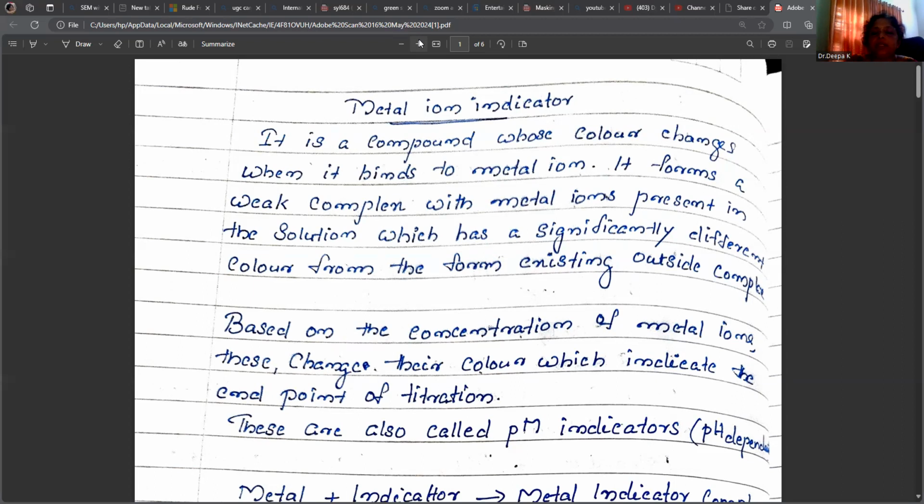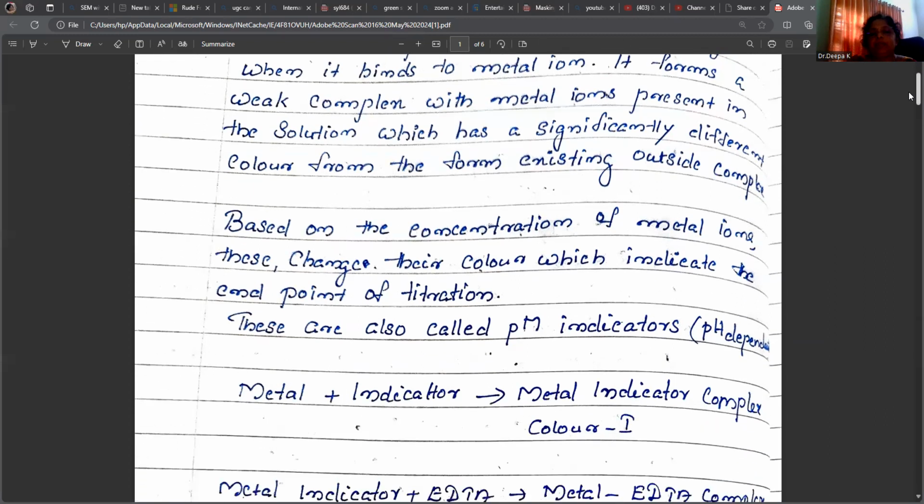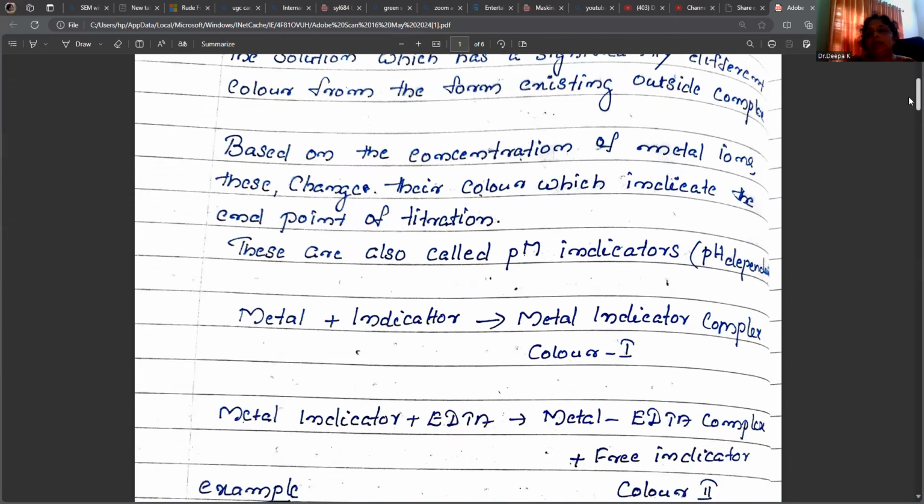Based on the concentration of metal ions, these change their color, which indicates the end point of the titration. These are also called pM indicators, and the name pM indicator is given since this indicator binding is pH dependent.